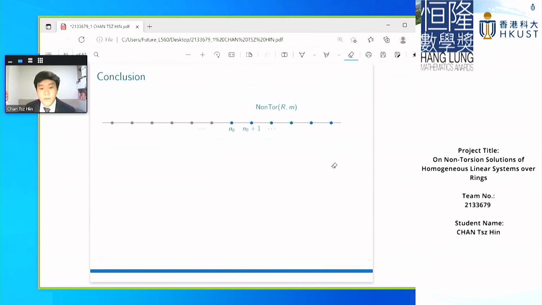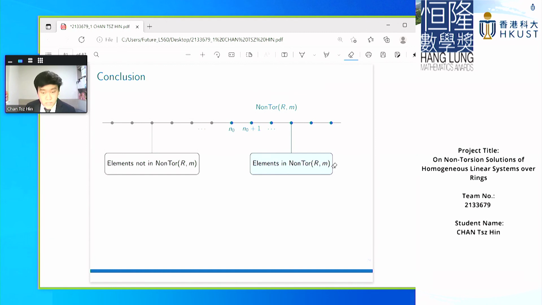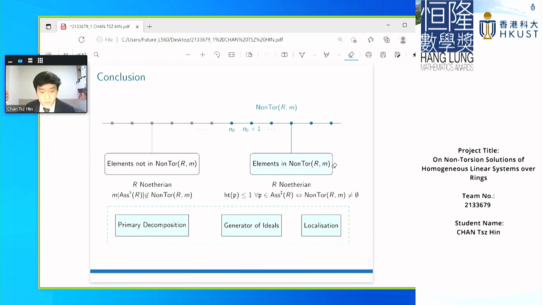To conclude, our paper is split into two parts. In the first part, we have shown that if R is Noetherian, then m times the number of minimal associated primes is not a non-torsion number. In the second part, the main result is that if R is Noetherian, then non-torsion numbers exist if and only if the height of all maximal associated primes is less than or equal to 1. And the main tools used are also shown here.